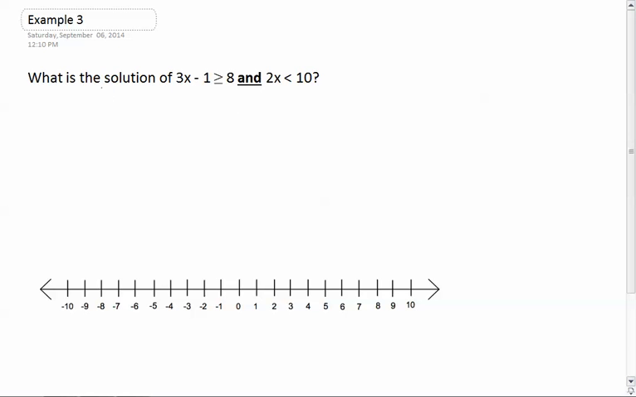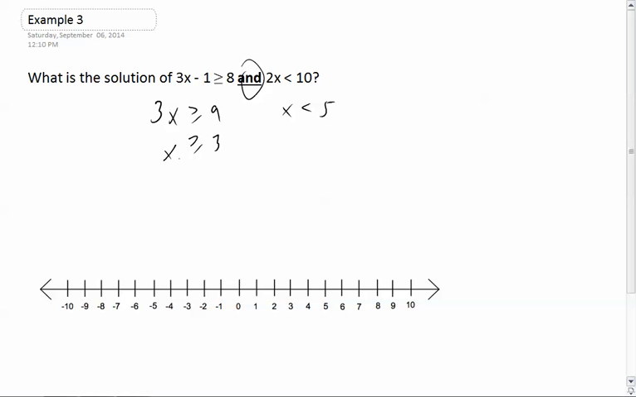The next one here, what is the solution of? Now, this is an and scenario, so be careful of these ands. It means there's two different conditions. I'm going to follow this first one here, and what I'm going to get is 3x is greater than or equal to 9, which means that x is greater than or equal to 3. The second condition says that x is less than 5 when I divide both sides by 2.